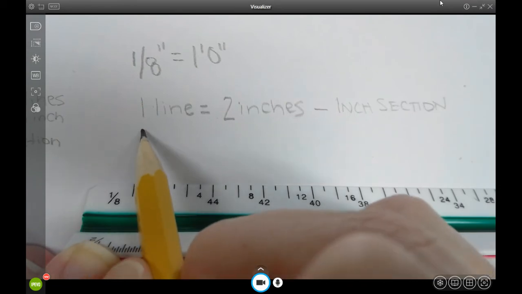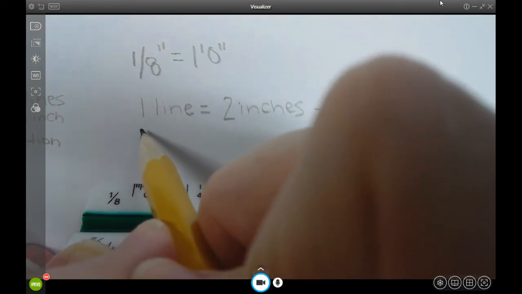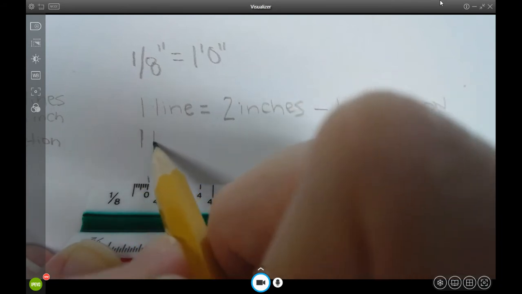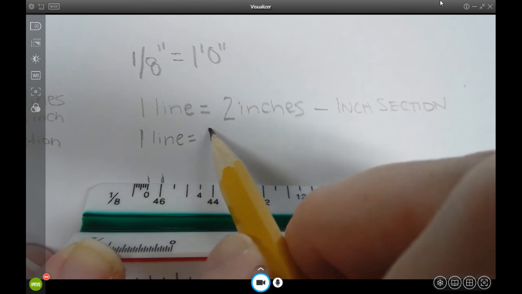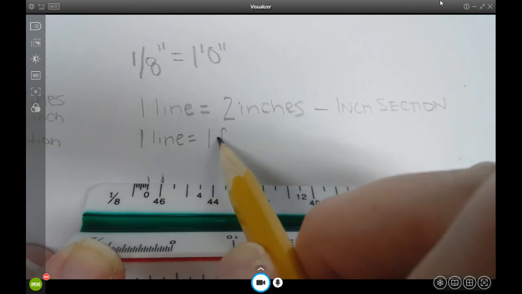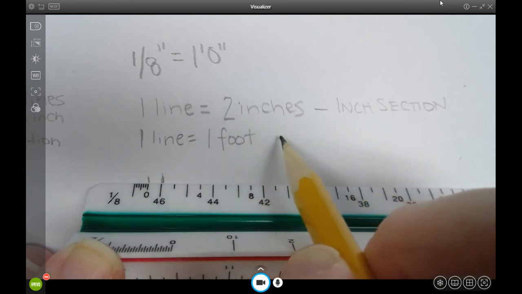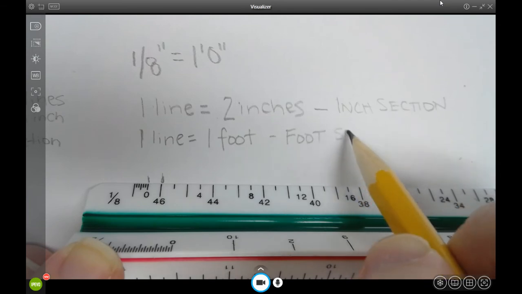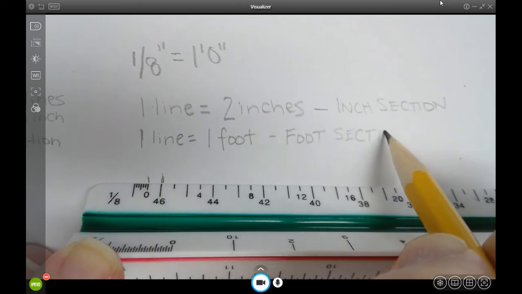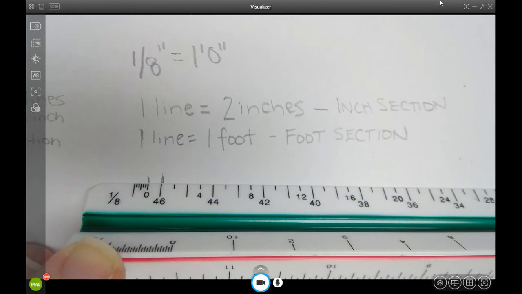So for every 1 line, I'm going to overlap the camera a little bit. I apologize. For every 1 line we have in the foot section, it's going to be 1 foot. And again, you need to label that. Go for it. Okay. So as you get more familiar with these numbers, they will start making a little bit more sense.